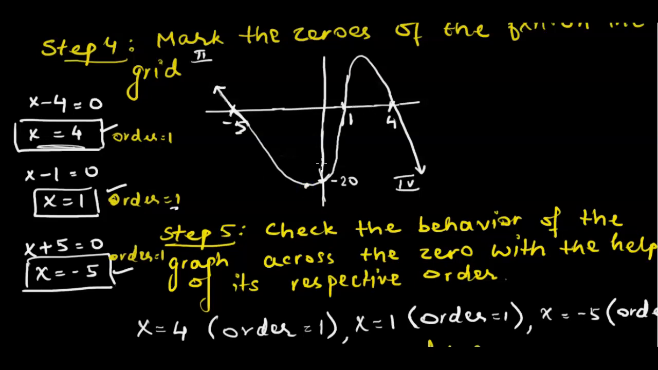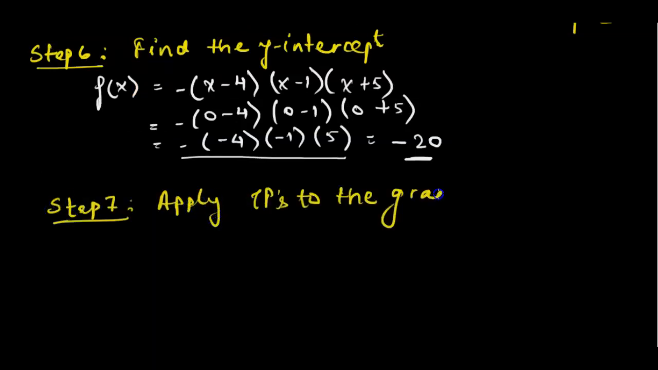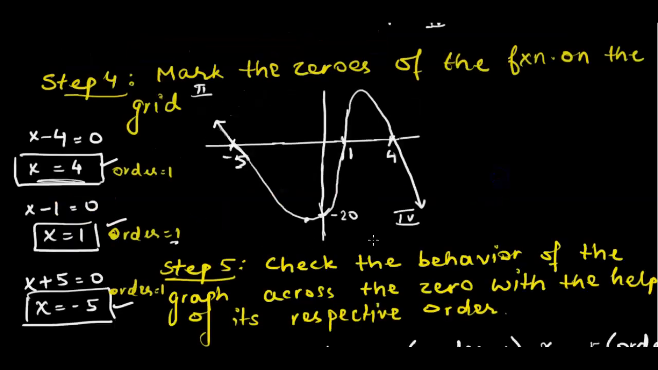If not given, then this is the right graph. So step 7 would be applicable if it's given. That is, apply turning points to the graph if given. And this is the final graph that we get using all these steps.